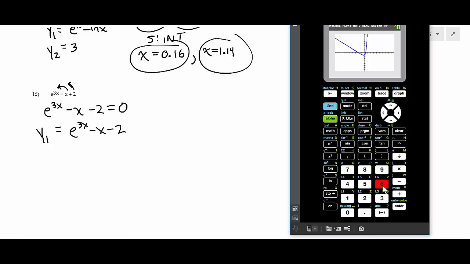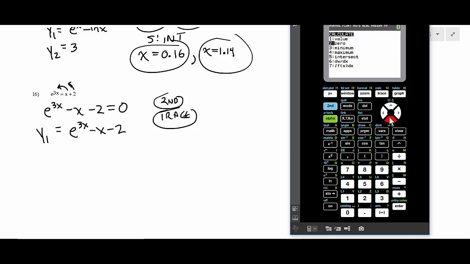Let me talk about what's different about this problem. Since you've got one side equal to 0, we're looking for the zeros of that function. So you have a 0 there and a 0 there. You're really looking for an x-intercept. So the way that you do this is a little bit different. What you do is you go second trace, again, like this. So once you get your picture in there, you go second trace.